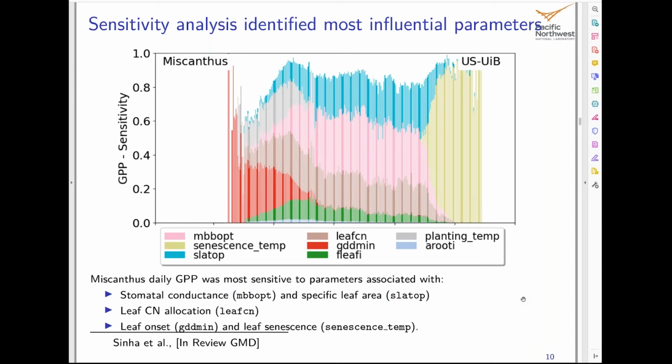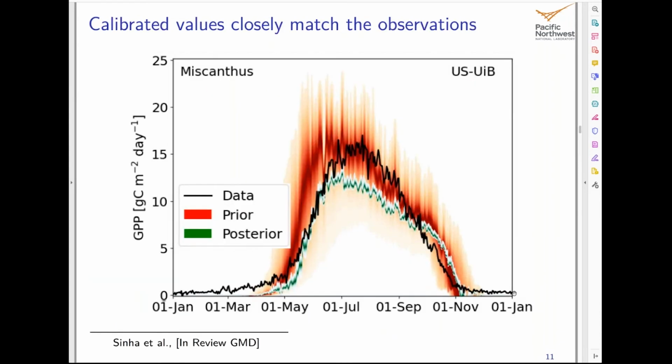So we then used only these 5 parameters for our calibration. And here are the results of calibration. Again, I'm showing the daily GPP values for miscanthus. The black line is the same as shown in the past, which is the mean observation across the calibration years. The red shading is the prior that was used for the calibration, and the prior is basically coming out of the ELM surrogates. And the posterior is after calibration.